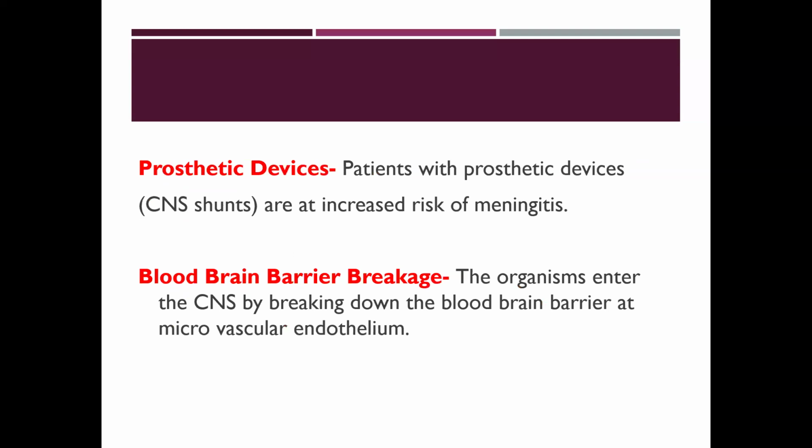Next, prosthetic devices, which means artificial devices. Patients who have prosthetic devices, such as CNS shunts, are at risk of developing meningitis. And next, blood-brain barrier breakage. As we discussed, we have the blood-brain barrier, which minimizes the passage of organisms. But sometimes the organisms enter into the central nervous system by breaking down the blood-brain barrier at the microvascular endothelium.